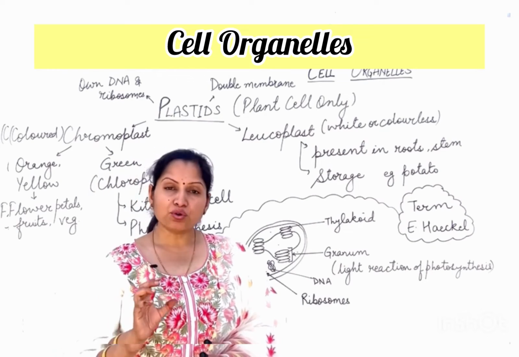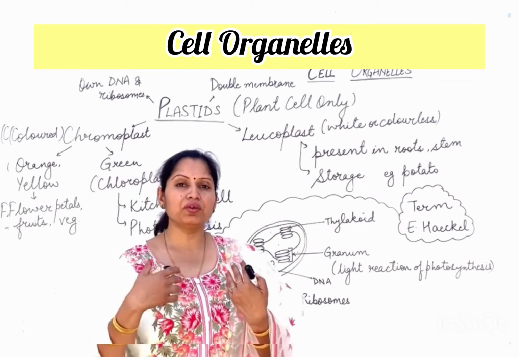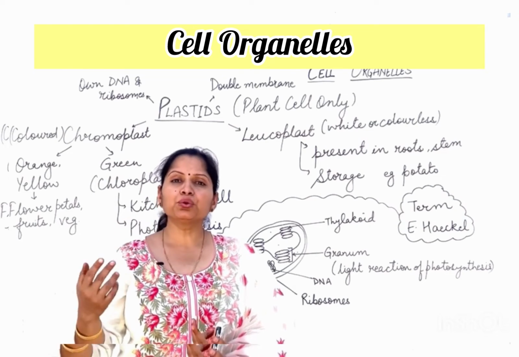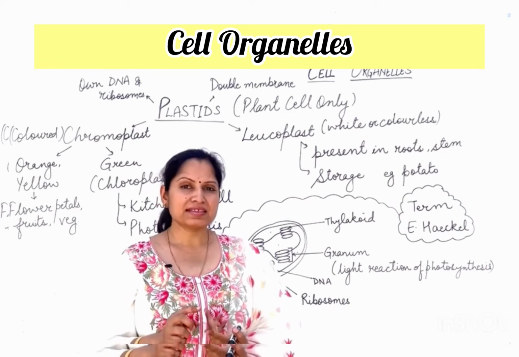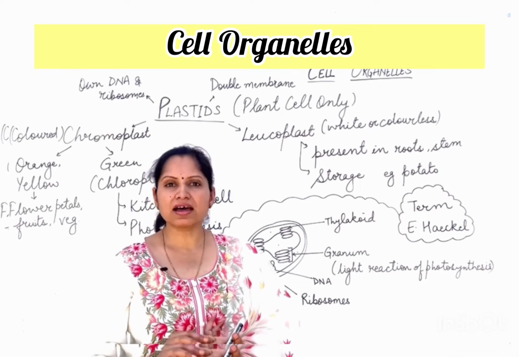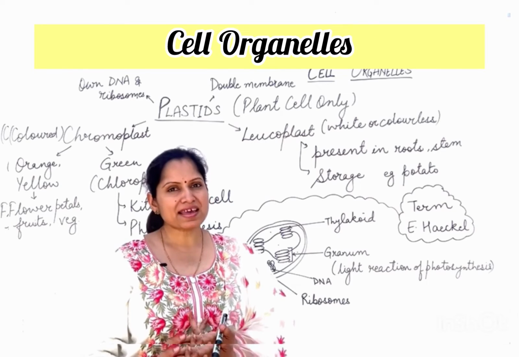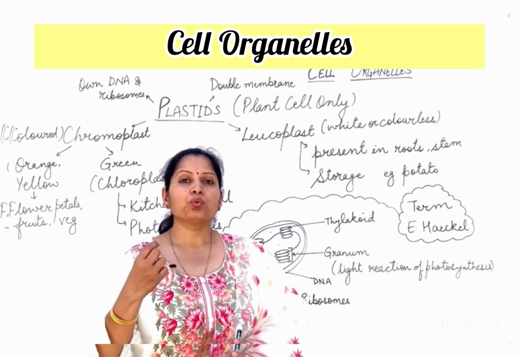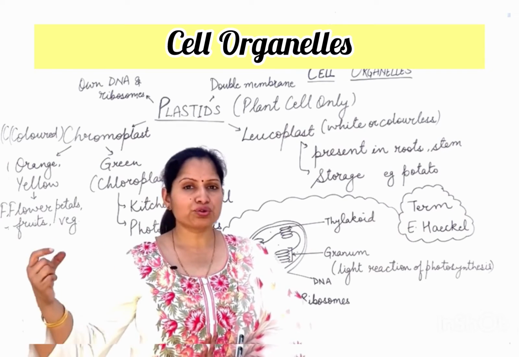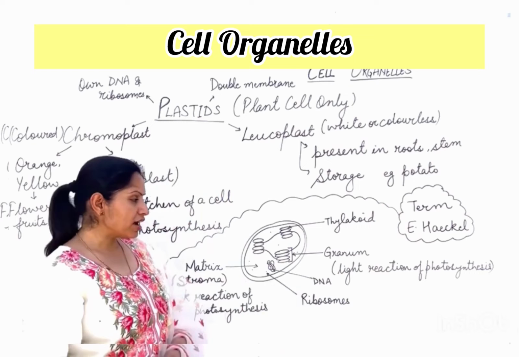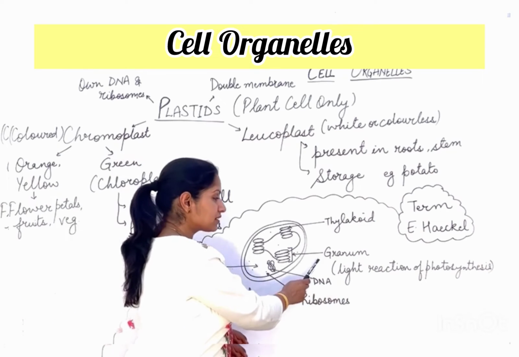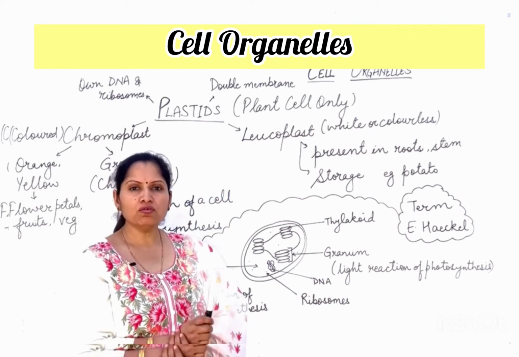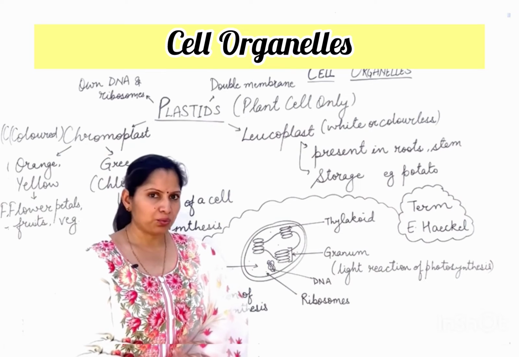Why is it important? Because in photosynthesis, you will read in higher classes, there are two reactions involved. One is light reaction and the other is dark reaction. So in NSO exams or in competitive exams, you are asked where the light reaction of photosynthesis occurs. The light reaction of photosynthesis occurs in the granum part of the chloroplast.